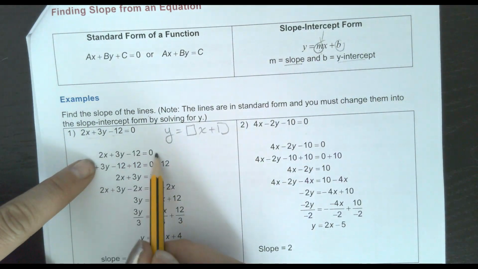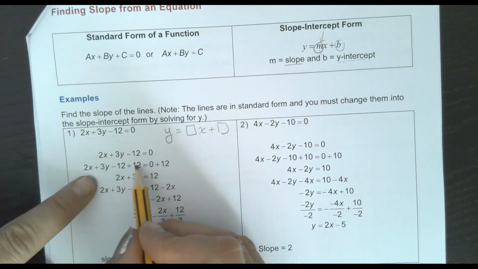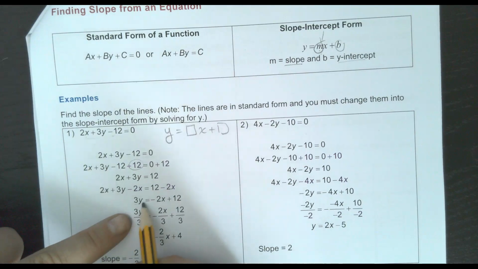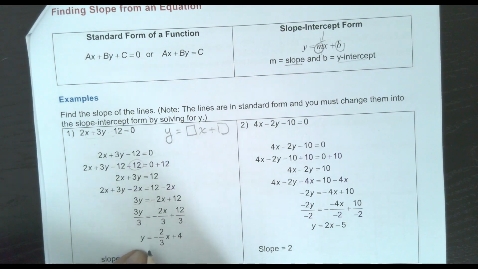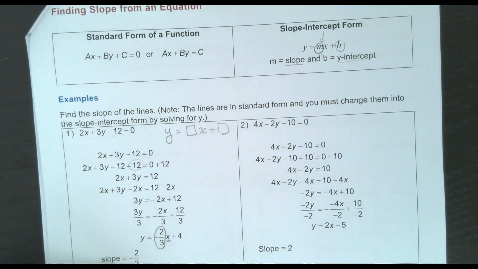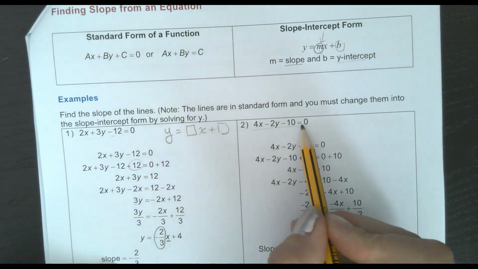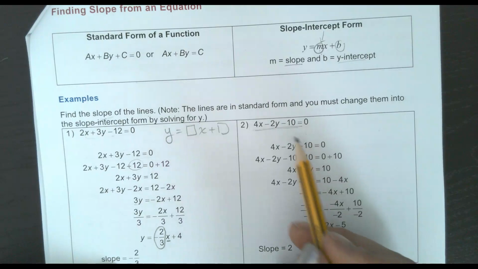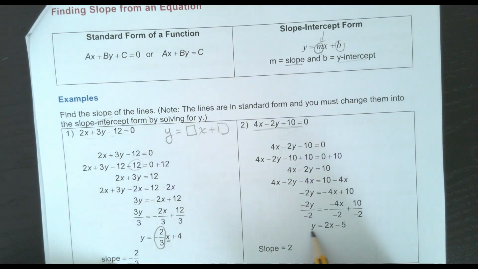So I'm just looking at this, and I'm going to solve for y. So I'm going to get rid of my 12, get rid of my 2x, move that over, divide by 3, and now I have it in the slope y-intercept form. So the number that's in front of the x, that's the coefficient of x, that's my slope. So if I'm given the standard form of a function and it says find the slope, just solve it so it says y equals and take the number that's in front of the x, the coefficient, that's your slope.